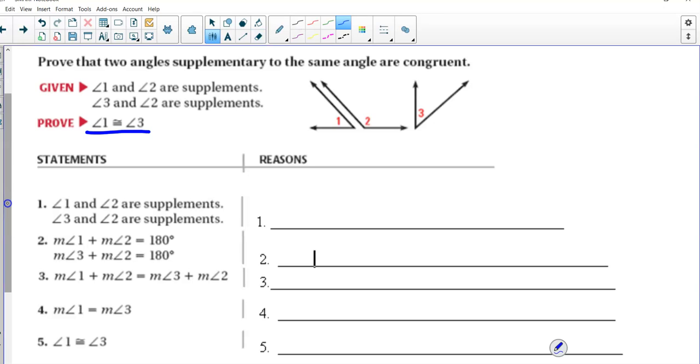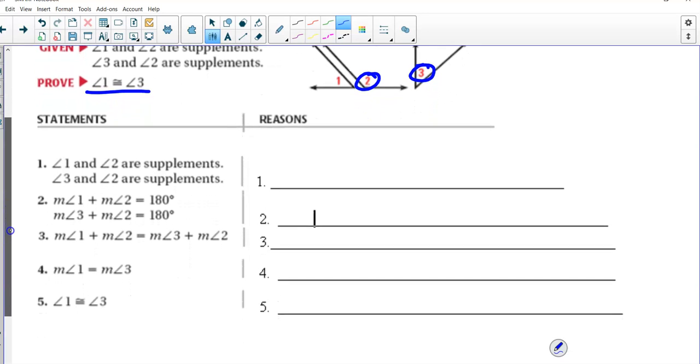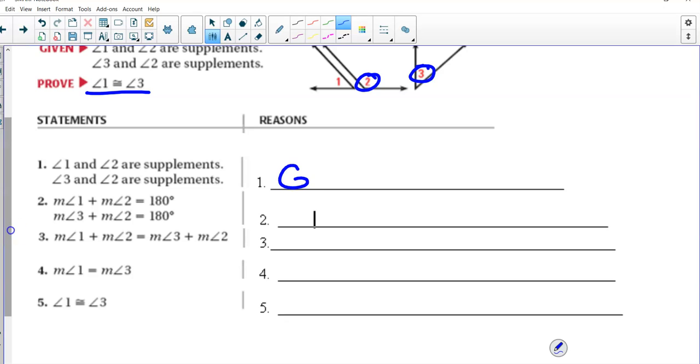So we also know that 3 and 2 are going to add up to 180. Remember, supplements are the angles that will be supplementary. So angles 1 and 2 are supplementary to one another. So if we know angle 1 and 2 are supplements and 3 and 2 are supplements, that is our given information.